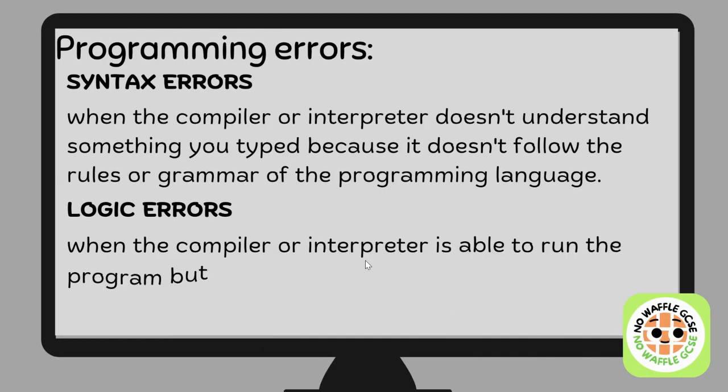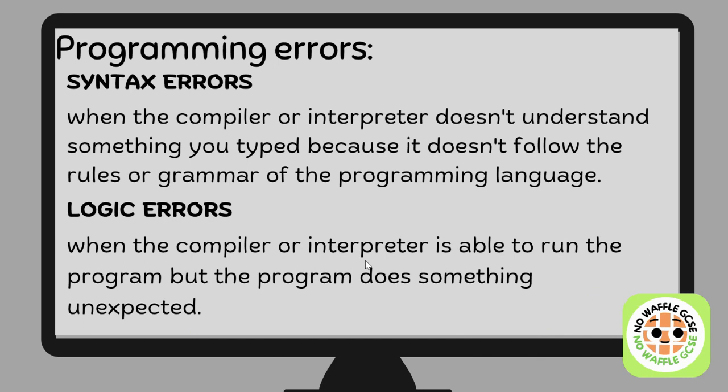So, programming errors. There are two main programming errors: syntax errors and logic errors. Syntax is when the compiler or interpreter doesn't understand something that you've typed because it doesn't follow the rules or grammar of the programming language. Now, a logic error is when the compiler or interpreter is able to run the program fine, but the program does something unexpected. For example, it's something more that humans can recognize. Say if you said to do 2 plus 3 and that equals 6, for example.